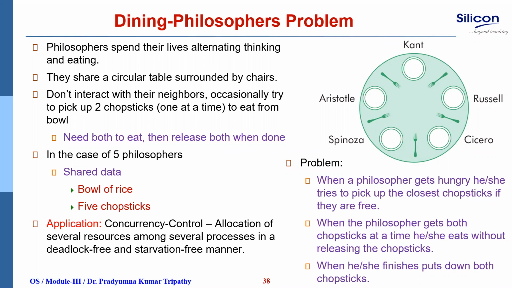So in our earlier classes, we have discussed the synchronization problem. Three of the classical problems of synchronization we have discussed. One is the producer consumer problem, which is also known as the bounded buffer problem. Second, we discussed monitors. And third is the dining philosopher problem.